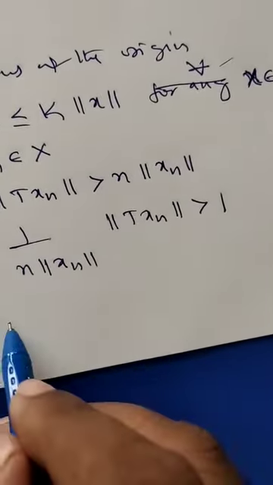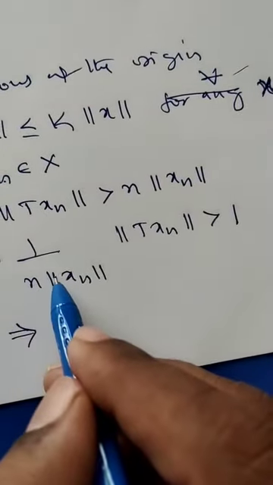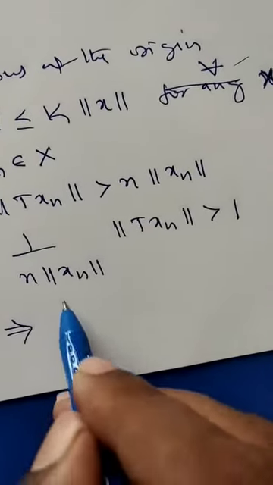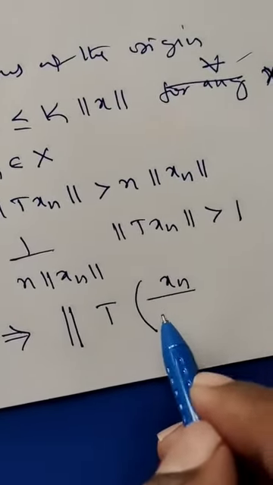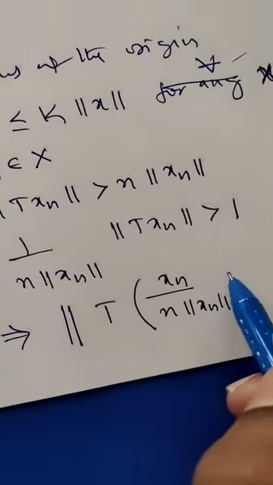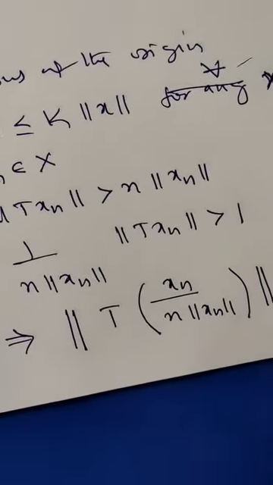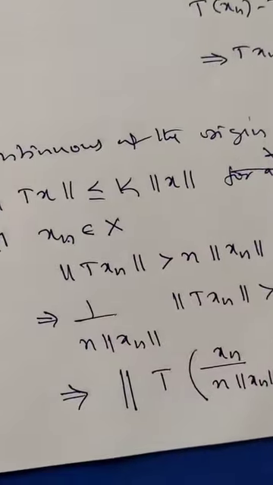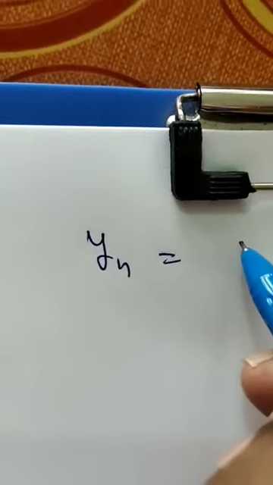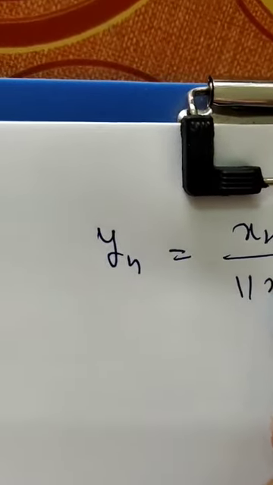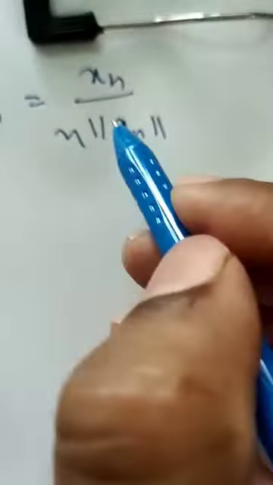Okay. Since this is a scalar, I can bring it inside the norm. Therefore, the norm of T of xn by n times the norm of xn is greater than 1. Okay, understand now? So now I'll set this xn by n times norm of xn as yn. Say yn is equal to xn by n times the norm of xn.